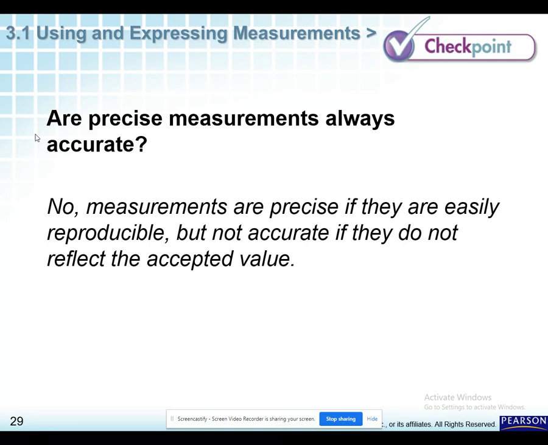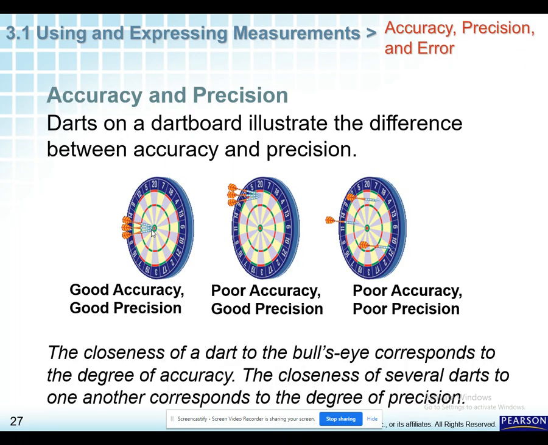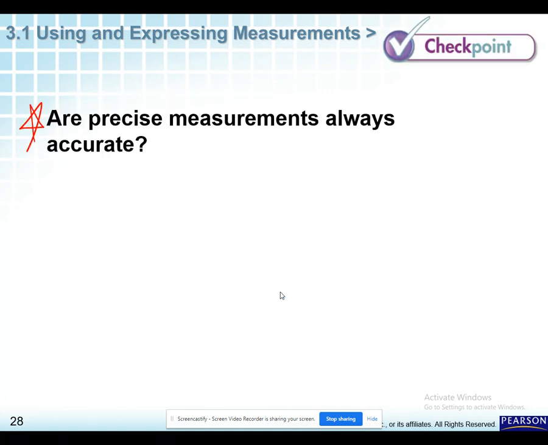So if we were to look at this, no. Measurements are precise if they are easily reproducible, but not accurate if they do not reflect the accepted value. So are precise measurements always accurate? No. If we go back and look over here, I have a precise measurement right here with all 3 darts at the 20, but I am not accurate. So again, no, precise measurements are not always accurate.